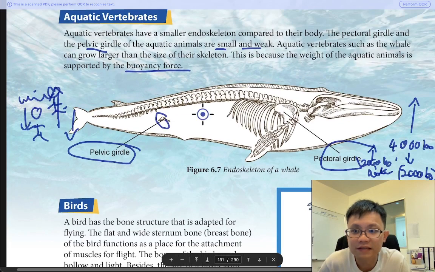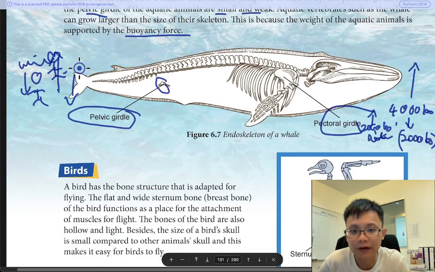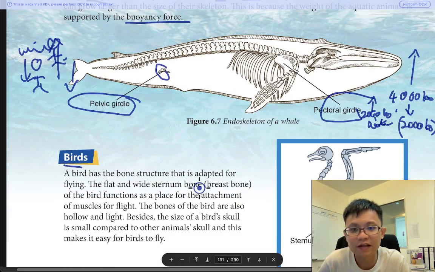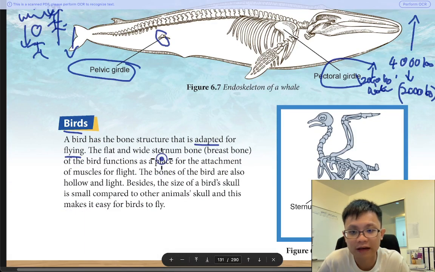Okay. So this is the aquatic. For the bird, the adaptation is flying. You need to adapt it to fly. So we can see the sternum. This is the sternum, which is so much bigger.